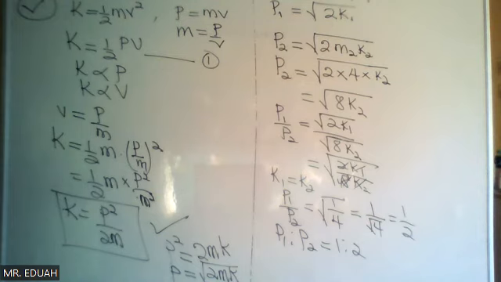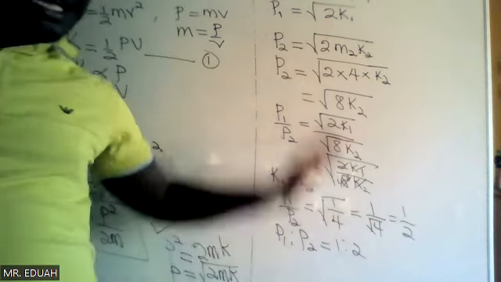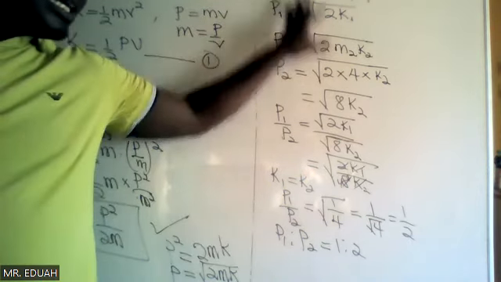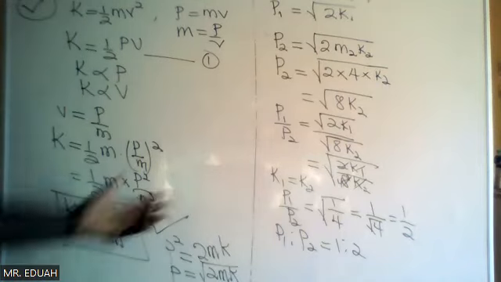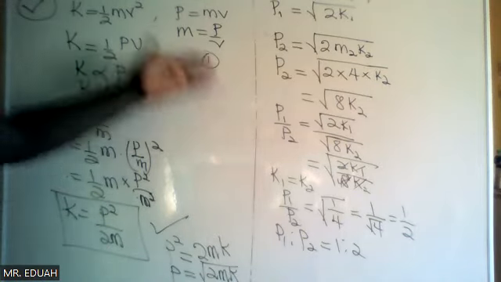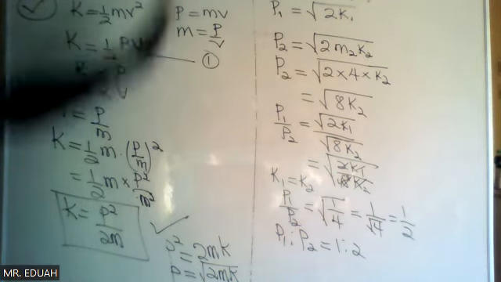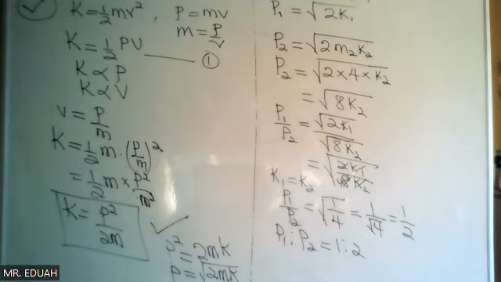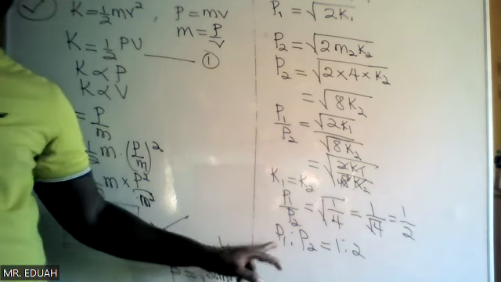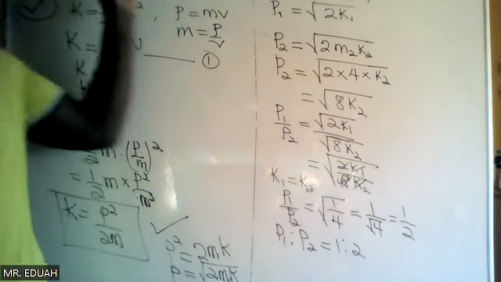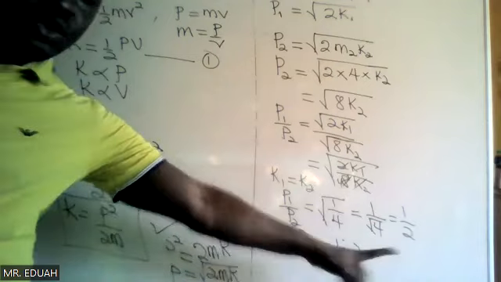In fact, because I'm teaching, that is why this looks lengthy. But if you are doing it within 1 or 2 minutes, you can get your answer and then move on. But this is how it must be done. So the ratio of their linear momenta for the two masses is 1:2.